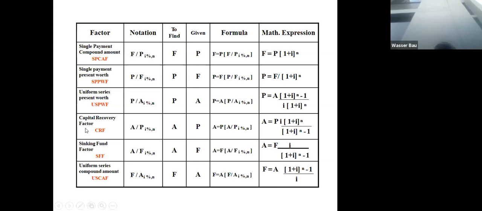Then the capital recovery factor, CRF. What is CRF? The capital recovery factor means I want to know the small amount of money I will get every year, given the initial investment. This is the capital investment, and I want to recover the money through a series of small payments. The sinking fund is where I'm looking for the amount A I will invest in order to realize a future amount.